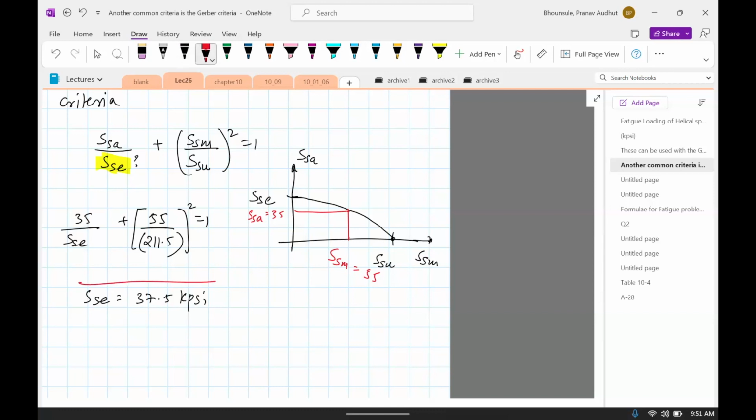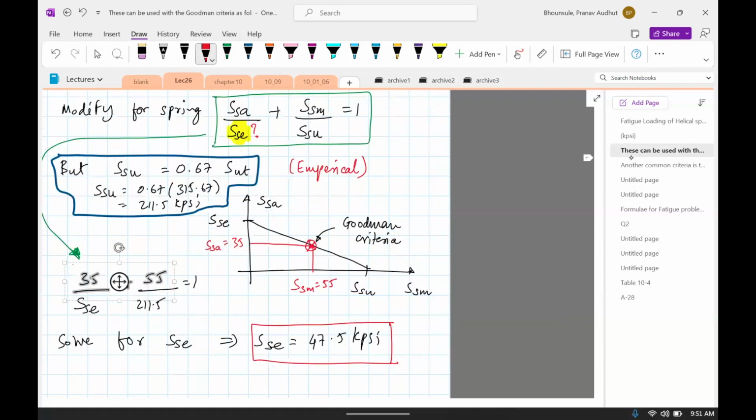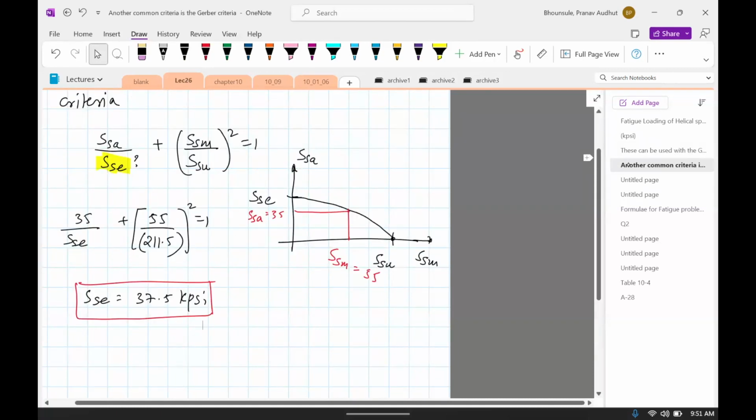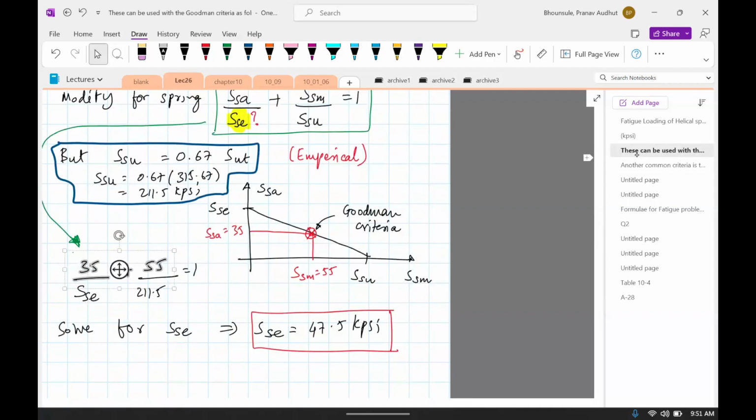Okay, so this is just giving you another value for SSE. So we can see that SSE is 37.5, but using Goodman criteria, SSE is 47.5. So you can see that Gerber is more conservative. It's predicting that failure will occur at a lower threshold, 37.5, versus Goodman, which tells you at 47.5.